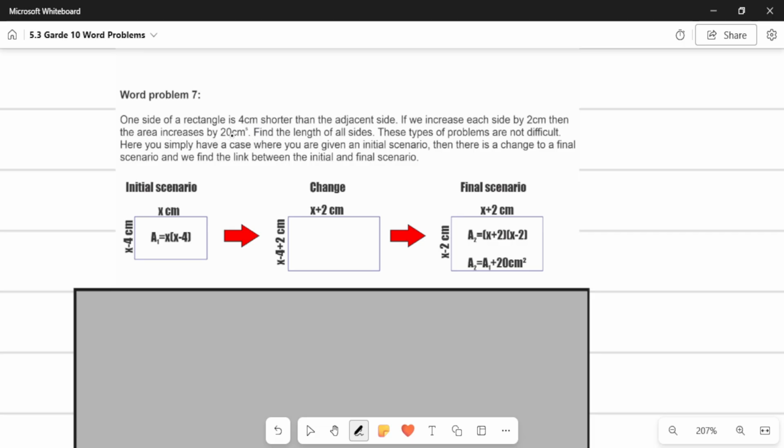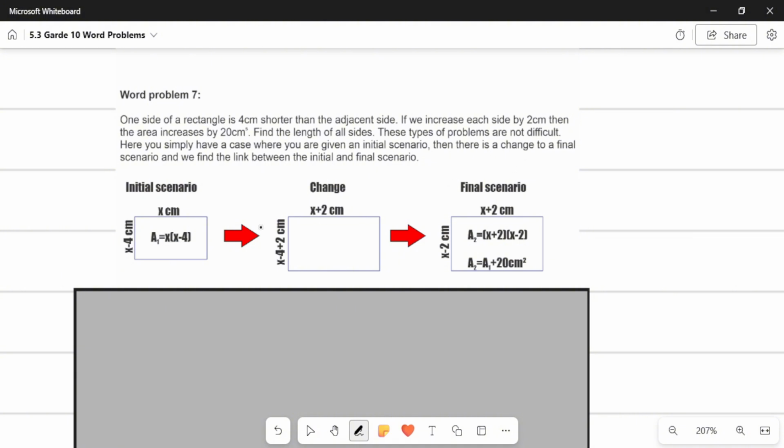What increases by 20 centimeters squared? The initial area. So how do we find the initial area? See, that's very important. That's why the distinction between increase by and increase to is so important, because increase by means you need to add this 20 centimeters squared to something. But what is that something? It's the initial area, right? So how do you get the initial area? It'll be x times x minus 4.